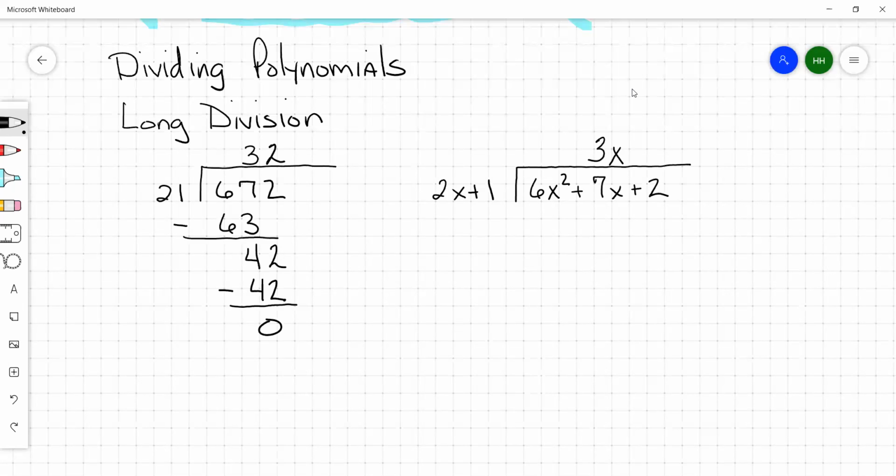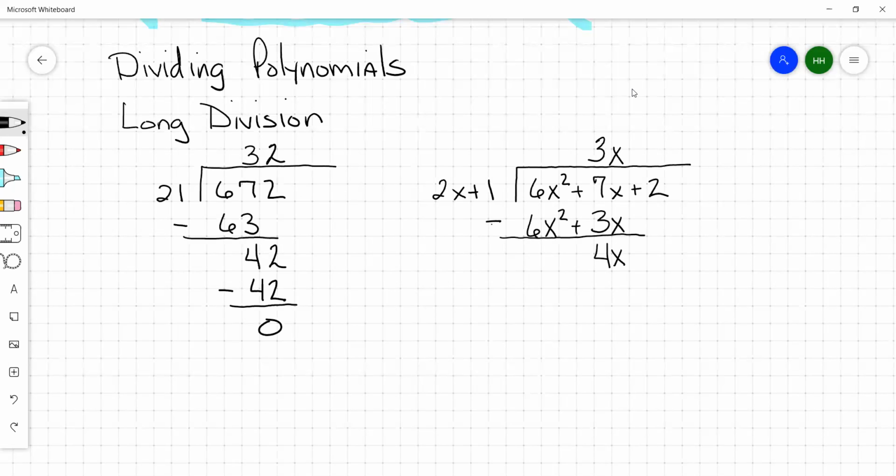Now, the 3x times that it goes directly above the 7x because they both have the same power. They both have a power of 1. Well, then you take this 3x and you multiply it by the 2x plus 1. So your 3x times your 2x is your 6x squared. And your 3x times your 1 is a positive 3x. And now what you do is you subtract all of this. So 6x squared minus 6x squared is a 0. And then 7x minus 3x is 4x.